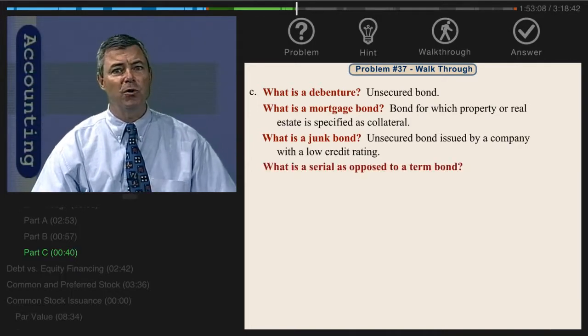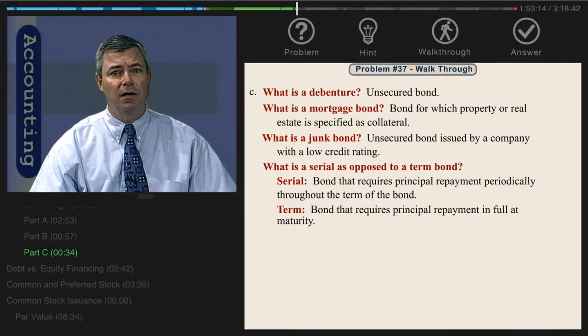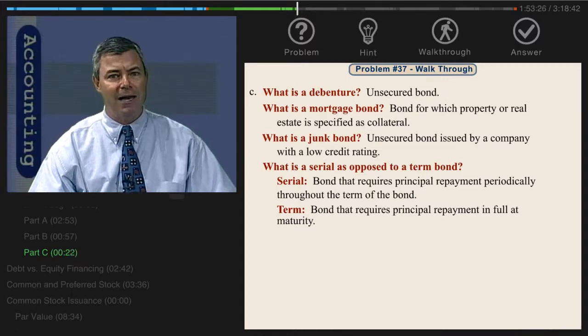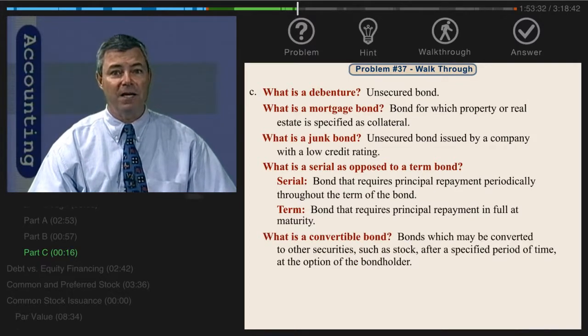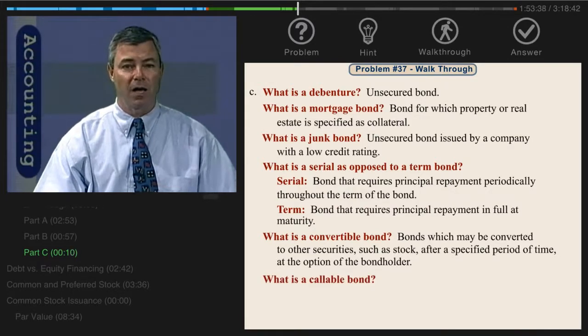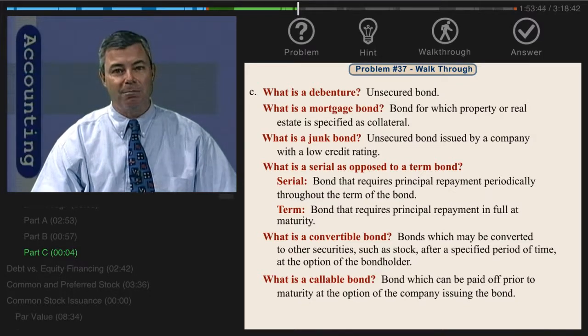What is a serial as opposed to a term bond? In this particular case, we're talking about maturities. A serial bond is a bond where the principal amount actually matures over a series of dates or periods of time, as opposed to a term bond in which the entire principal amount of the bond is paid at the end maturity. What is a convertible bond? A convertible bond is a bond that can be converted to other forms of investment security. What is a callable bond? A callable bond is a bond in which the company that's issued the bonds and has the obligation can pay off those bonds earlier than the maturity date at their discretion.